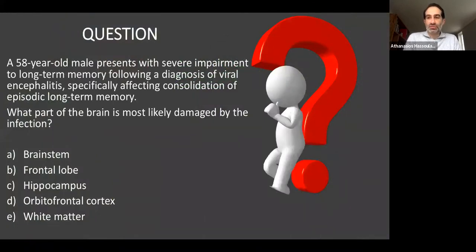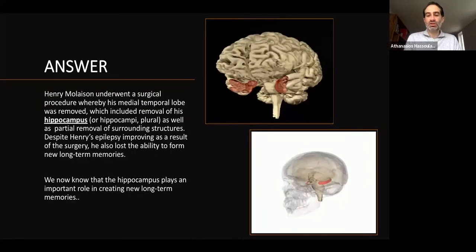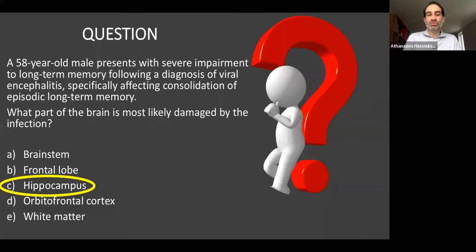Now, in terms of your assessments, you'll have science-based assessments as well as clinical assessments. In your science assessments, we have what are referred to as your science papers, where you have questions such as this, single best answer questions, whereby a scenario is presented. In this case, we have a 58-year-old male presenting with a severe impairment to long-term memory following a diagnosis of viral encephalitis, which appears to be affecting his consolidation of episodic long-term memory specifically. And you're asked what part of the brain is most likely damaged as a result of the infection.